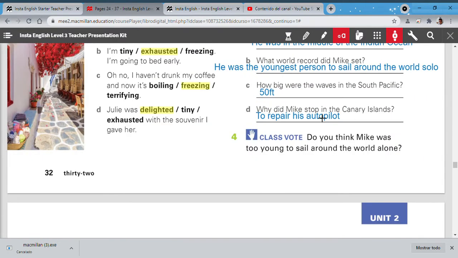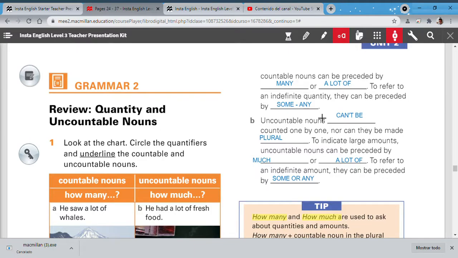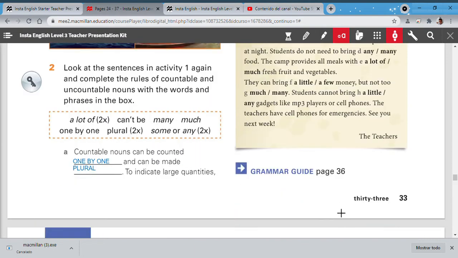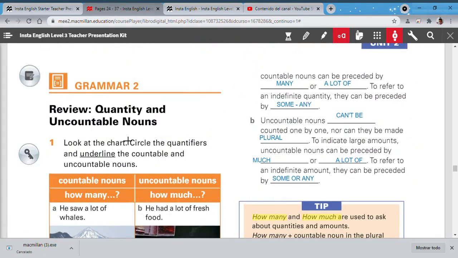Okay, let's continue. Here we're going to see our grammar part. So on page 33, it says countable. No, I'm sorry. It says review quantity and countable nouns. Look at the chart. Circle the quantifiers and underline the uncountable nouns, I'm sorry. Countable and uncountable nouns. First, circle the quantifiers.